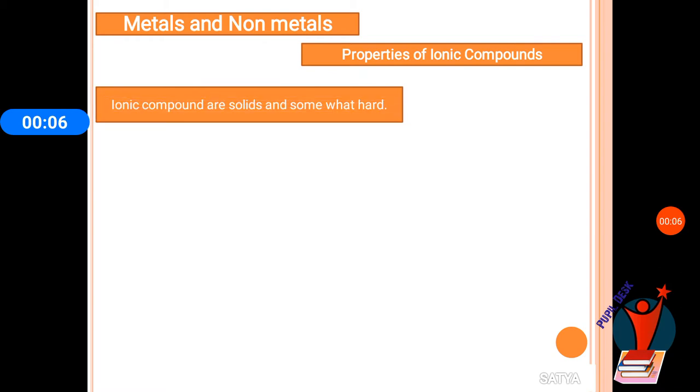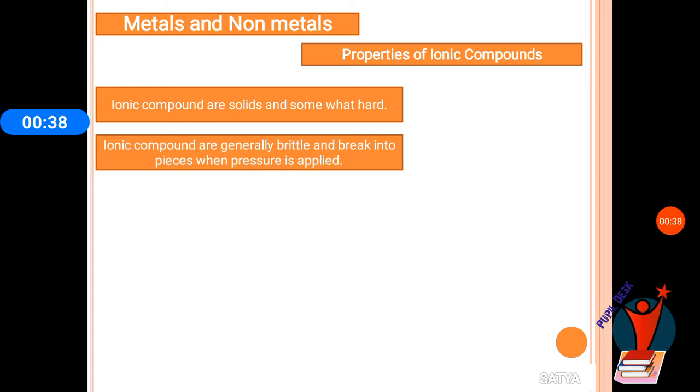The first property is ionic compounds are solid and somewhat hard. For example, in the case of sodium chloride, that means table salt, if you touch the crystal of sodium chloride, it is solid in nature and it is hard because sodium chloride is formed by a strong force of attraction between Na+ and Cl-. For that reason, ionic compounds are solid and somewhat hard in nature.